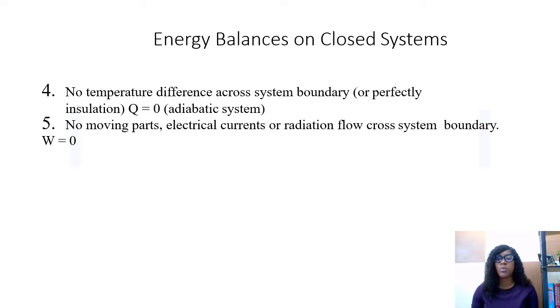So basically, we have the overall energy balance, where Q minus W is equal to delta EK plus delta EP plus delta U. And we then need to simplify this equation by looking at the individual variables. So we assess our system. Are there any moving parts? Is there any work being done? Is there any temperature difference across the system boundary, etc.? And from doing that, we can further simplify our energy balance on our closed system.